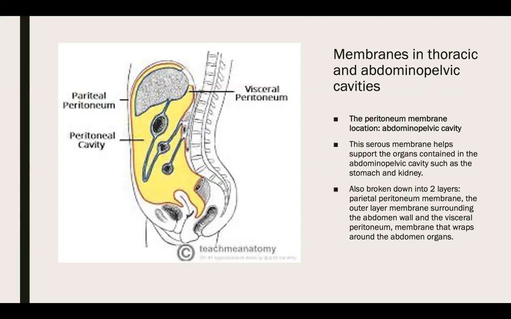It is also broken up into two layers, the peritoneum membrane. The parietal peritoneum is the outer layer surrounding the abdomen wall, and the visceral peritoneum is a membrane that wraps around the abdomen organs, which are the ones that I mentioned, the stomach, kidneys, intestines. It can include the liver, the spleen, all those intestines in the abdomen.